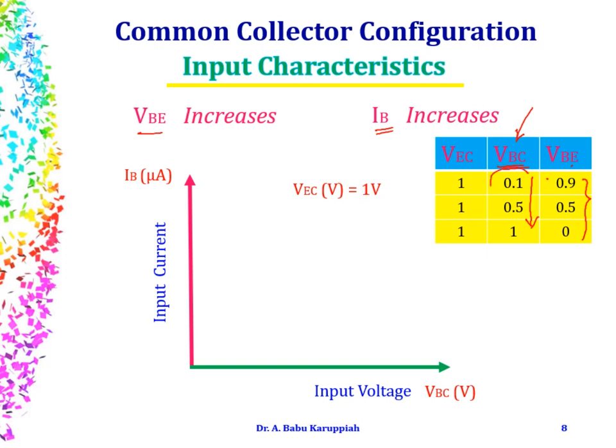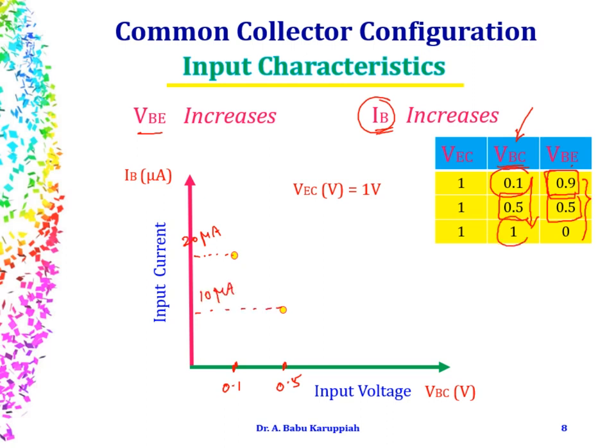First, we will take the base collector voltage to be 0.1, keeping emitter collector voltage constant. We increase the base collector voltage. At 0.1, we notice that the value of the base emitter voltage is 0.9. For this base collector voltage of 0.1, we have the base current to be, say, 20 microamperes for the base emitter voltage of 0.9. Now we increase the base collector voltage to 0.5. At 0.5, the base emitter voltage has decreased from 0.9 to 0.5, which means that your IB will also decrease, and we assume it to be, say, 10 microamperes.